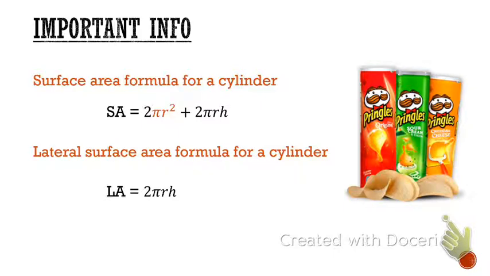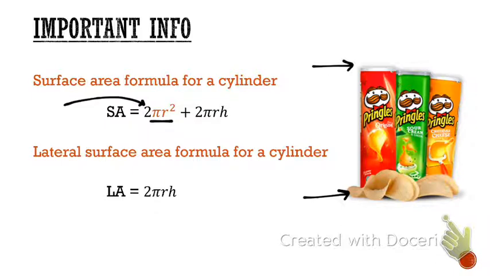Now you've got to think about it. If I have this at the top and this at the bottom, those are called my bases. So the top and the bottom are your bases. As you can see here, I have two bases, so we are simply taking 2 times pi r squared. The pi r squared there is the formula for the area of a circle, and we're doing 2 because there's a top and a bottom, so there are 2 circles.